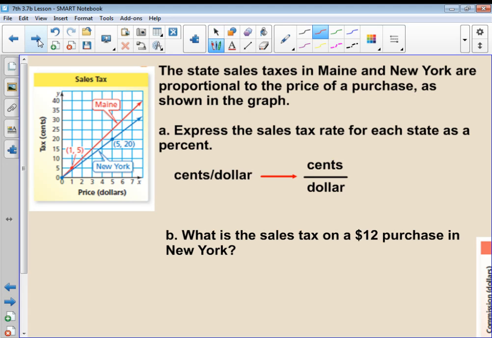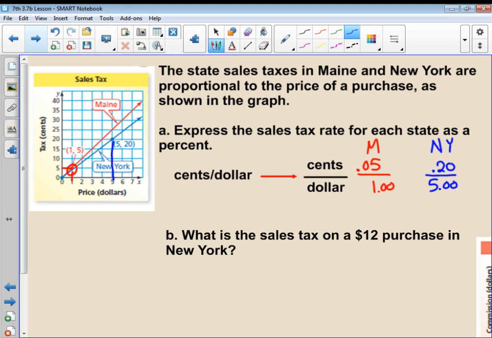So for Maine, since that was in red, I'm going to pull the number that they gave me on Maine, and that was this one right here. The 1 was our price, our dollars, and the 5 was our cents. So 5 cents per $1. And I'm going to put this in as 0.05 per dollar. And then for our blue line, New York, we'll finish this out in just a minute, but I'm pulling my data right now. My 5 is my dollars, and the 20 then was our cents.